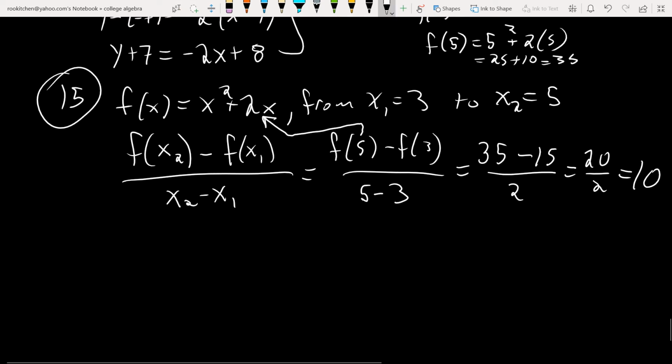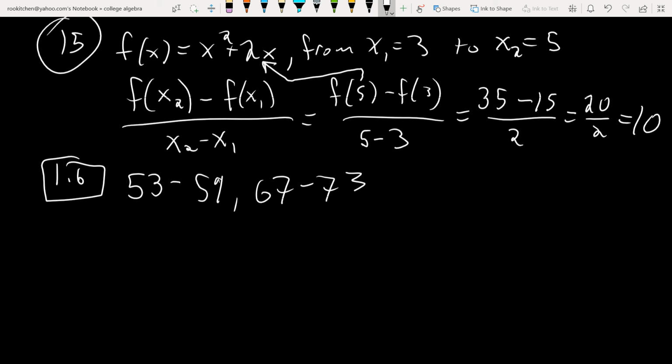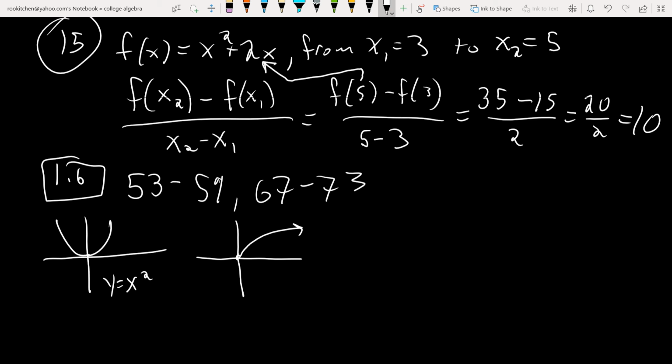Okay, 1.6 is about translations of functions. There's only 2 functions I'm going to worry about you working with, and there'll be problems like 53 to 59, and then 67 to 73. Okay. All right, so the 2 functions will be the parabola, so y equals x squared, and then the other function is a square root function, which is kind of the inverse of y equals x squared.